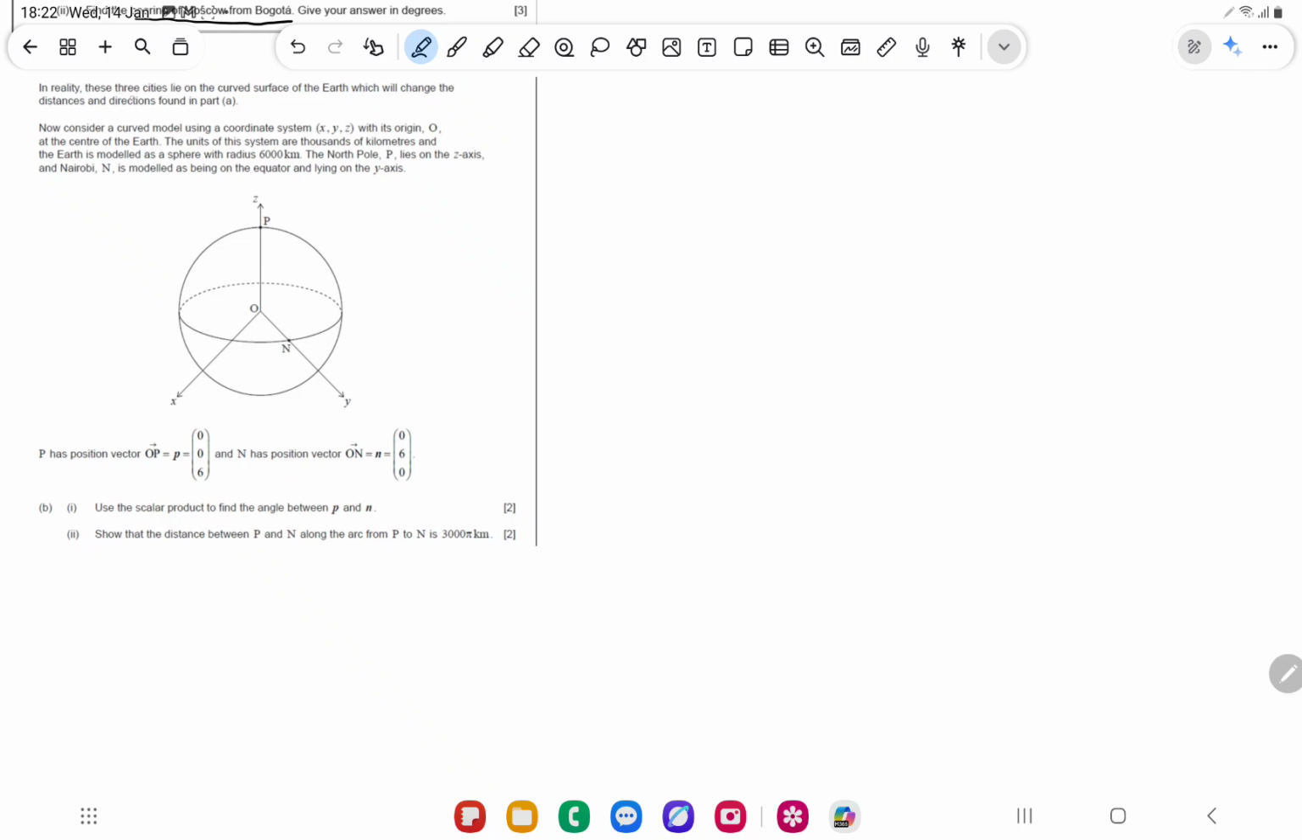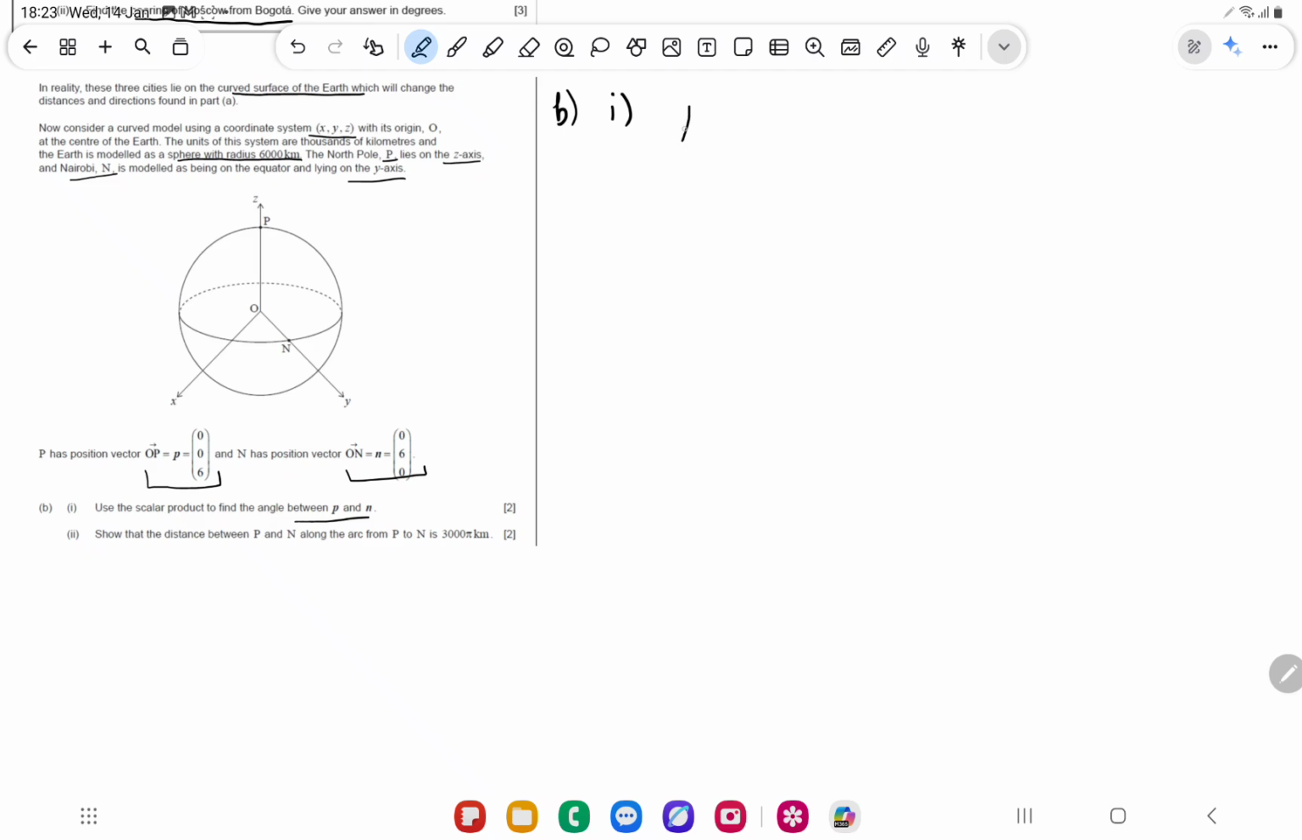It says in reality these three cities lie on the curved surface of the earth. Now the curved surface model is using the coordinate system XYZ. The important point to note here is this has radius 6000 km and the north pole P lies on the Z axis and Nairobi is modeled as being on the equator and lying on the Y axis. Now P has a position vector this and N has a position vector this. We have to use the scalar product to find the angle between P and N. So let's start.